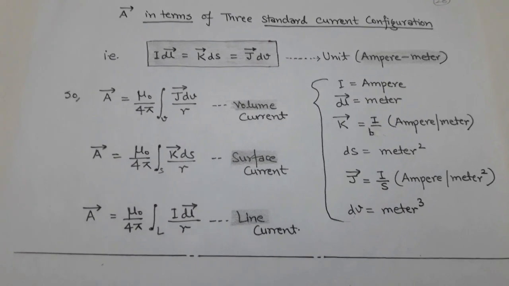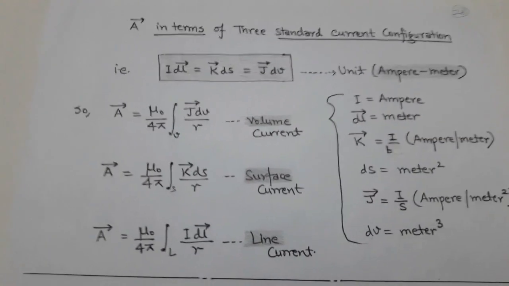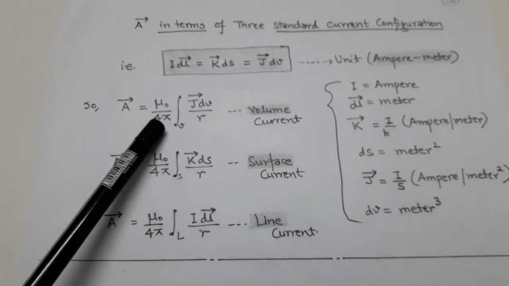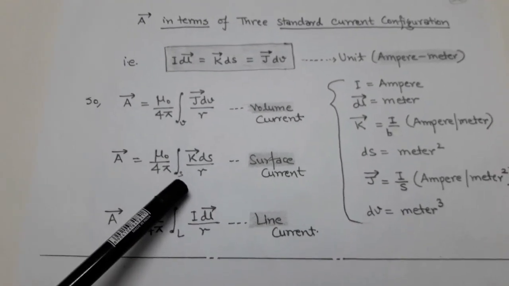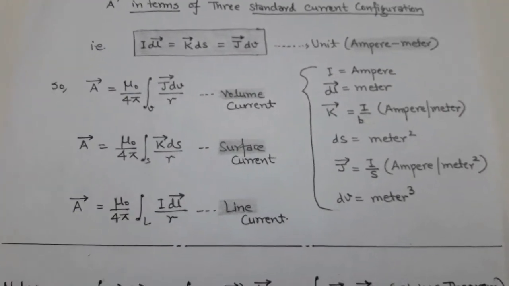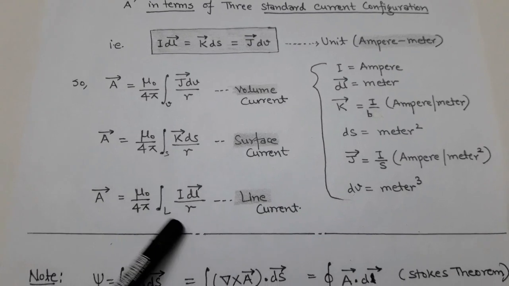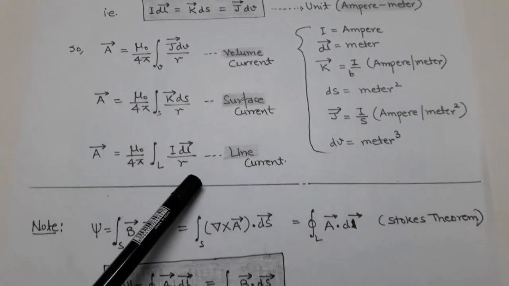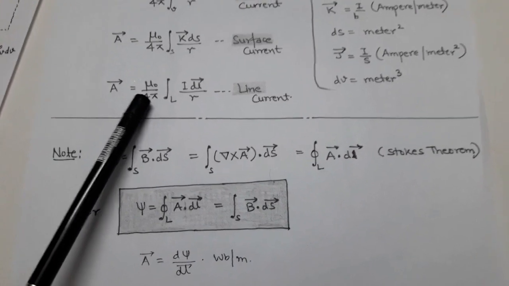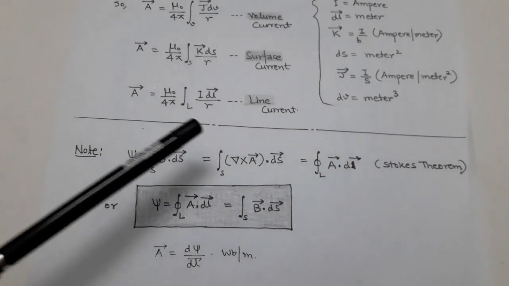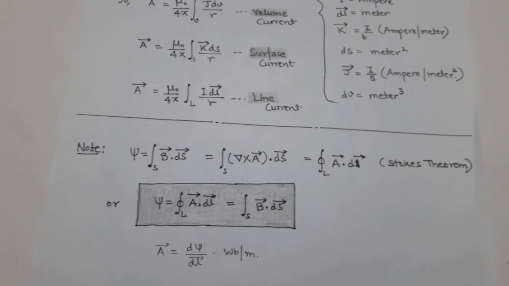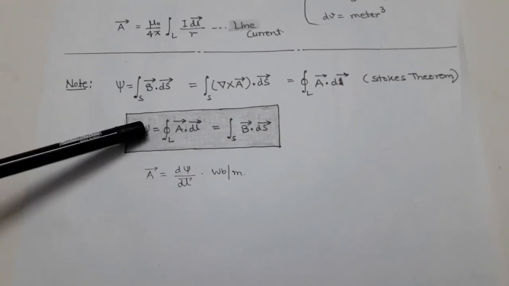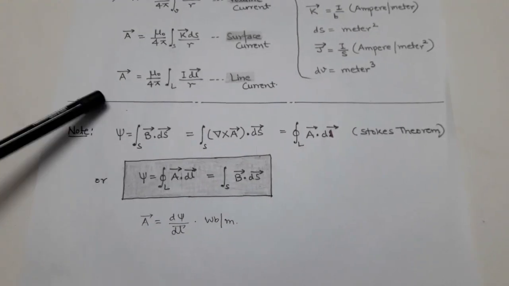So in place of J vector into dv, we can replace it by I dl vector and K vector into ds. So we get a vector magnetic potential for volume current, that is mu naught upon 4 pi volume integration J vector dv upon r. This is for volume current. For surface current, we use a surface current density, that is K vector into ds. So the formula is mu naught upon 4 pi surface integration K vector ds upon r. And for line current, we use I dl vector, that is, the formula of vector magnetic potential is mu naught upon 4 pi line integration I dl vector upon r. This is for line current.